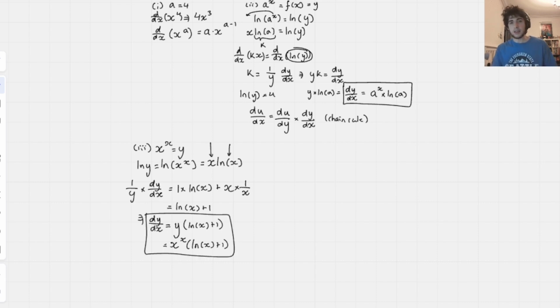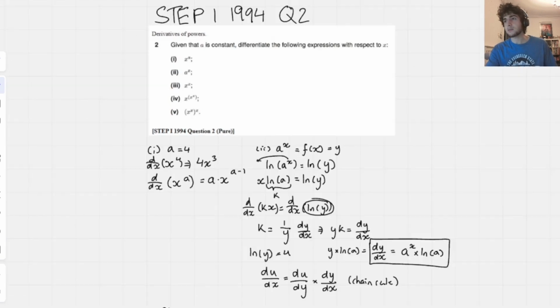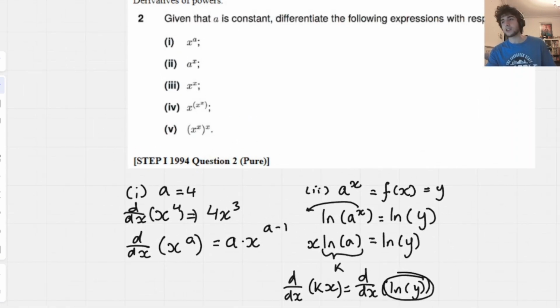Okay, and like the next part of the question, now we need to do x to the power of x to the power of x. So it's kind of like a sort of a power tower here, but really this question is just a repeat, right? Because answering this question is pretty easy now. It's just a repeat of the method that we already used in parts II and III.